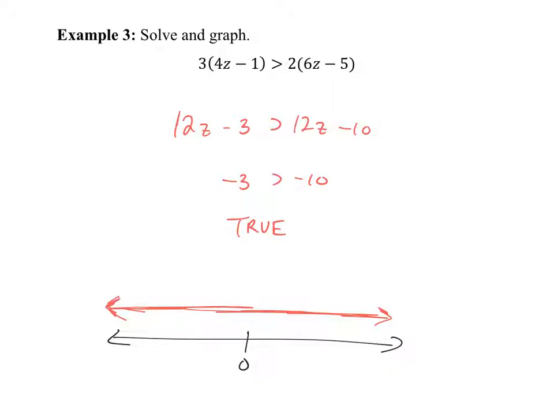How do I write that as a solution? How do I write that it's all real numbers? I could write all real numbers, right? Anybody know the set notation for that I've been pushing? I showed you once or twice. Yeah, it was that weird E symbol and the R. Do you remember what it was?